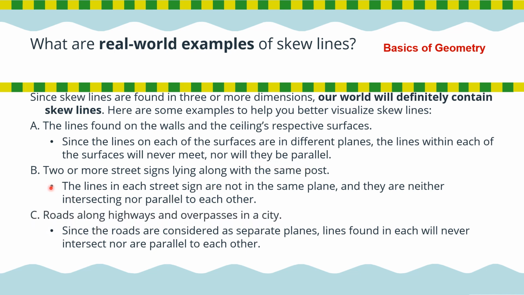Next, we have two or more straight lines lying along the same post. The lines in each straight line are not in the same plane, and they are neither intersecting nor parallel to each other. Next, roads along highways and overpasses in a city. Since the roads are considered as separate planes, lines found in each will never intersect nor are parallel to each other.